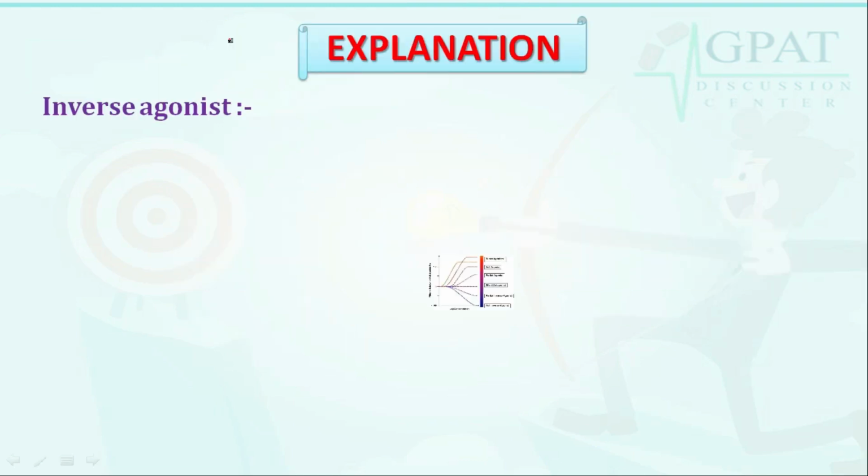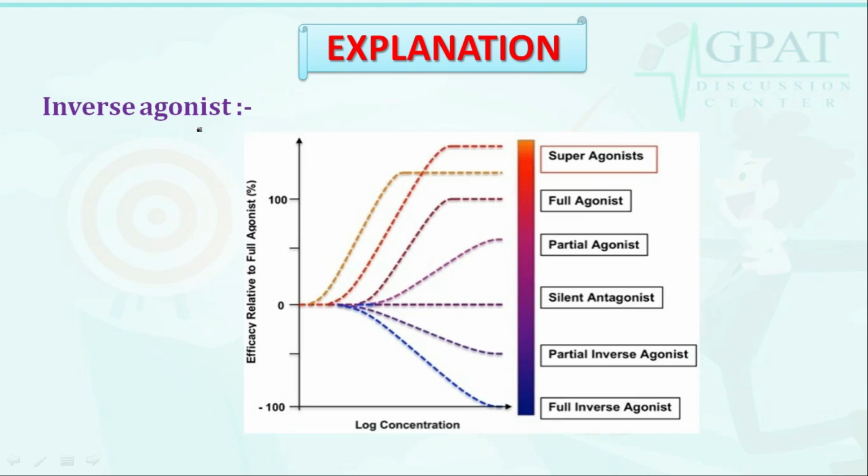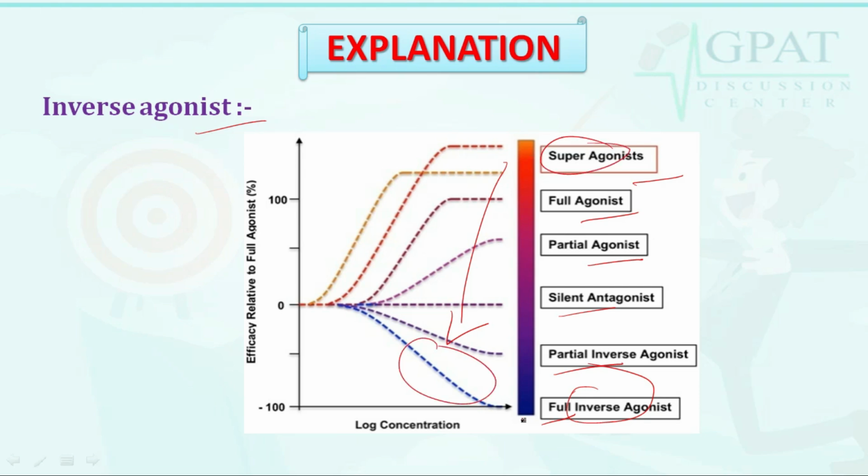Here you have just an explanation on this. It shows the types of agonist: super agonist, full agonist, partial agonist, silent agonist, and partial inverse agonist and full inverse agonist. Means it produces the inverse effect of the agonist. That's why it's a full inverse. It's an agonist and it's an inverse form.